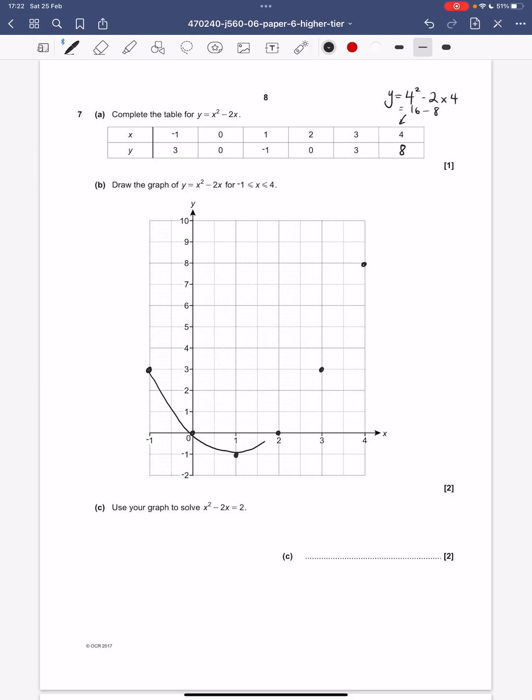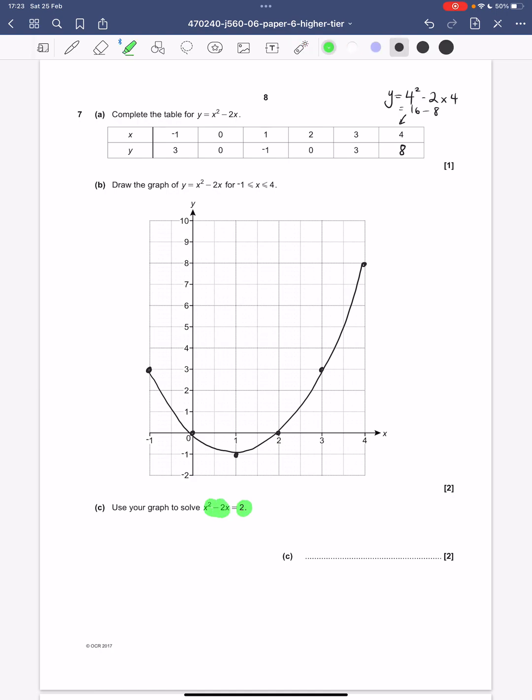Join it together with a curve. Don't join these with a ruler. The straight line, when it's y equals mx plus c, just x's, they're straight lines. But when it's got the squares in, or cubes, or any other number as a power, it will come up curved like this.